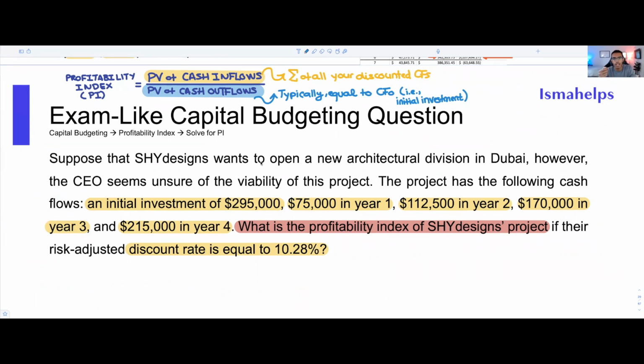How do you discount cash flows? It's simple. You're just going to take those individual payments and put them over 10.28% for their given years. Okay? Very easy. I'll give you an example and I'll show you 2 ways of solving for it.